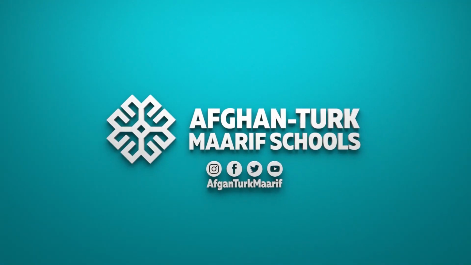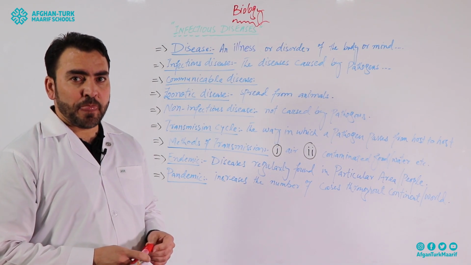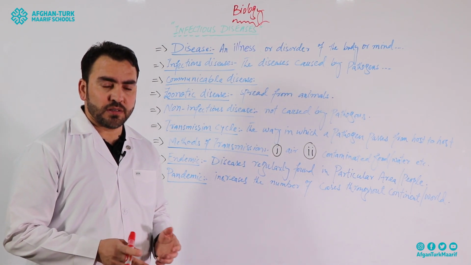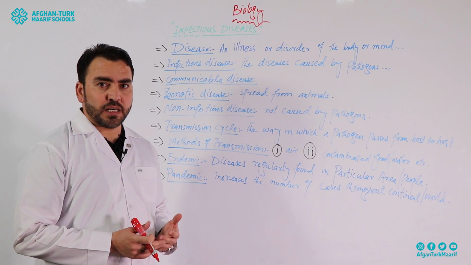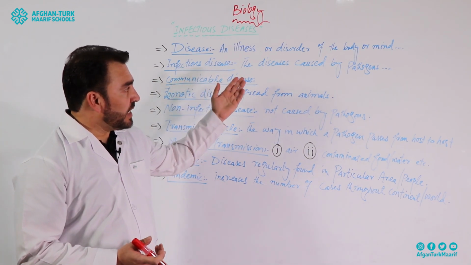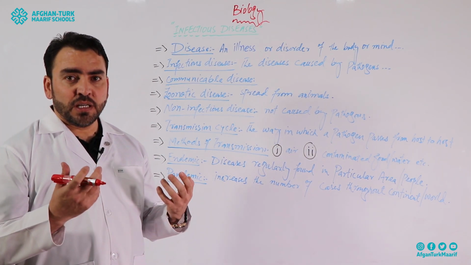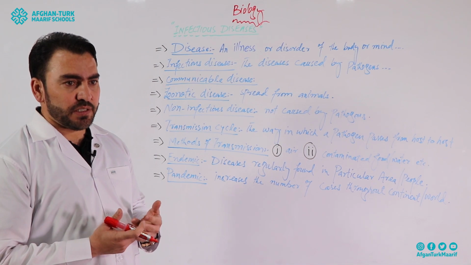Okay, guys, today we are discussing our third chapter about infectious diseases. So first of all, we are going to define disease. What is a disease called? A simple definition may be given as an illness or disorder of the body or mind. This is a simple definition of the disease.